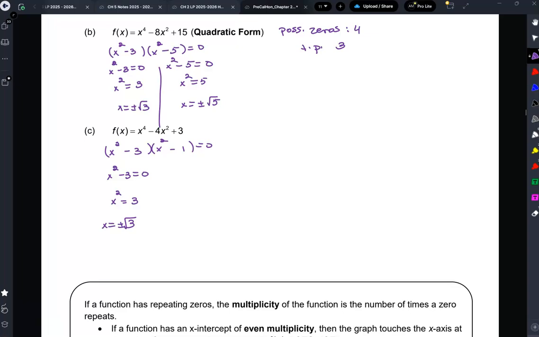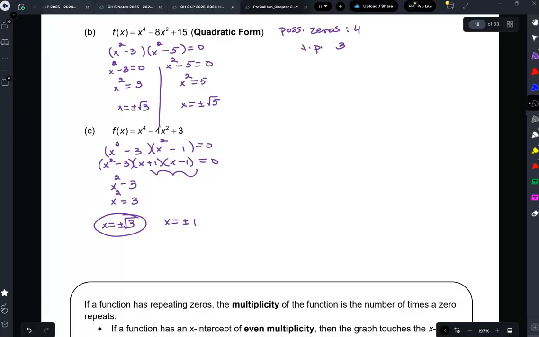Oh, you know what? I wish I had factored it some more. Here, I'm going to factor it some more, because what if I asked you to do that? Yeah, it's x squared minus 3, and then x plus 1, x minus 1 is equal to 0. So from here, I get x is plus or minus root 3, but then from here, I get x is plus or minus 1.